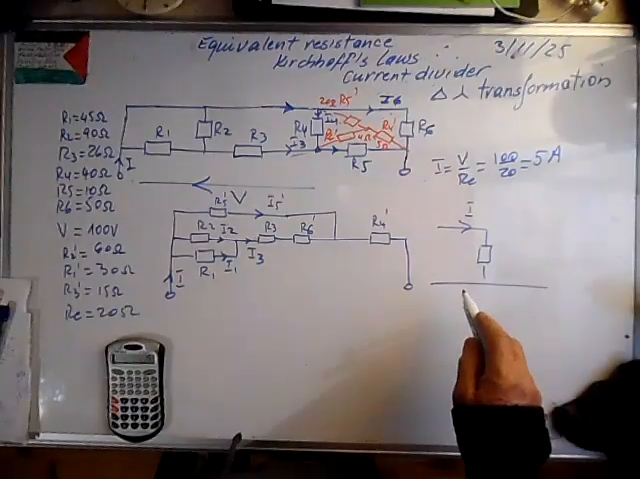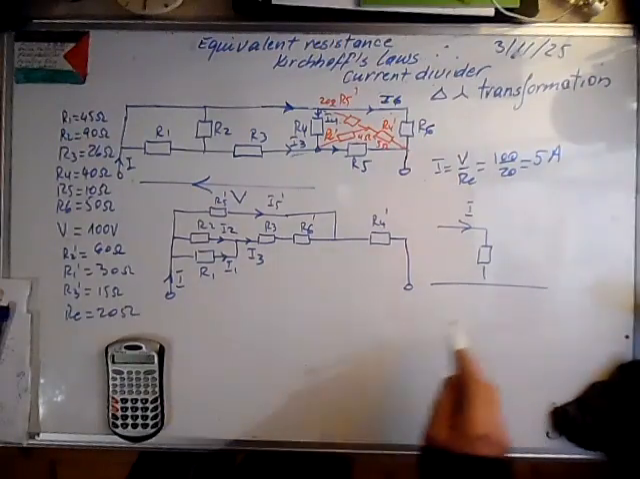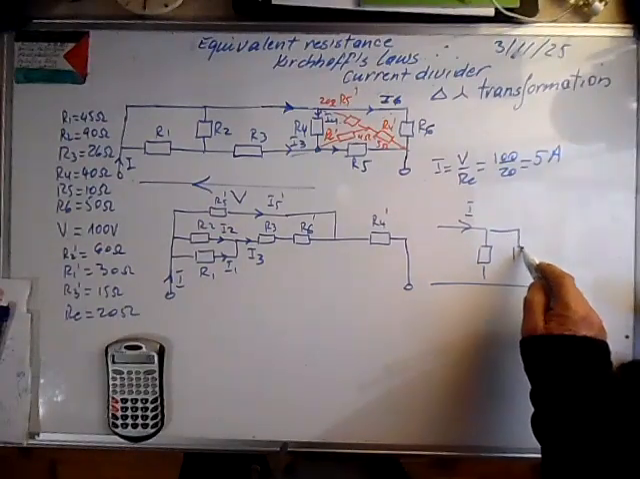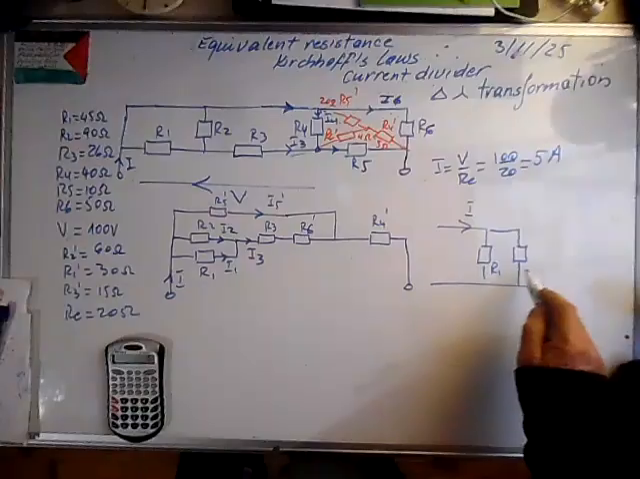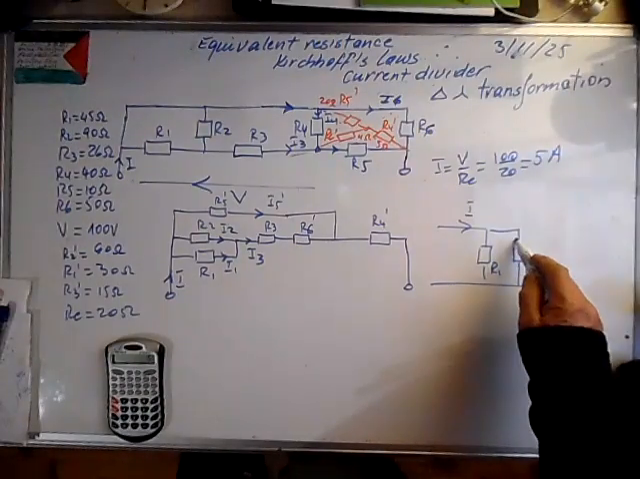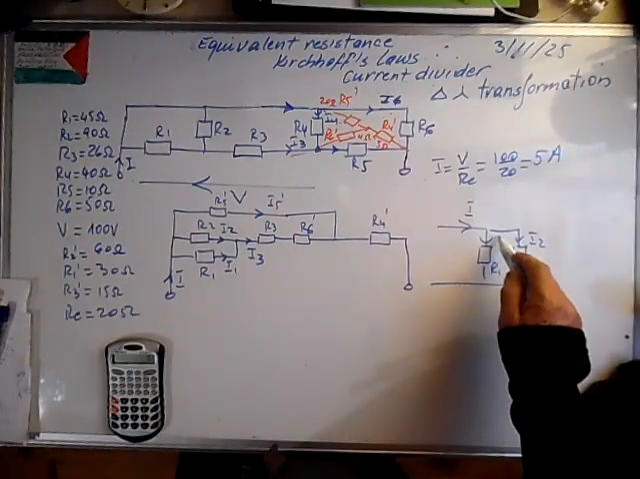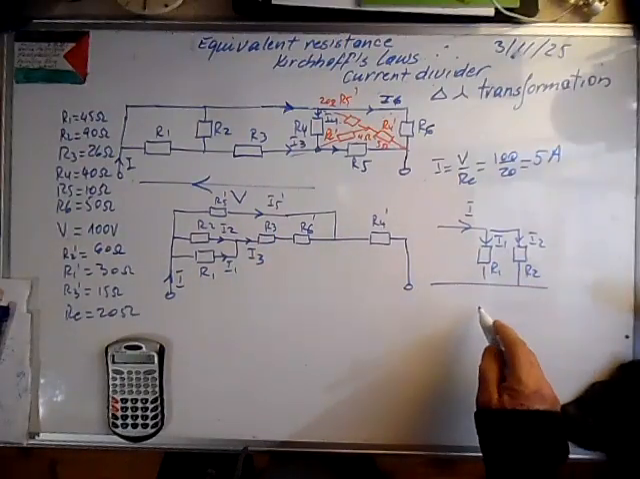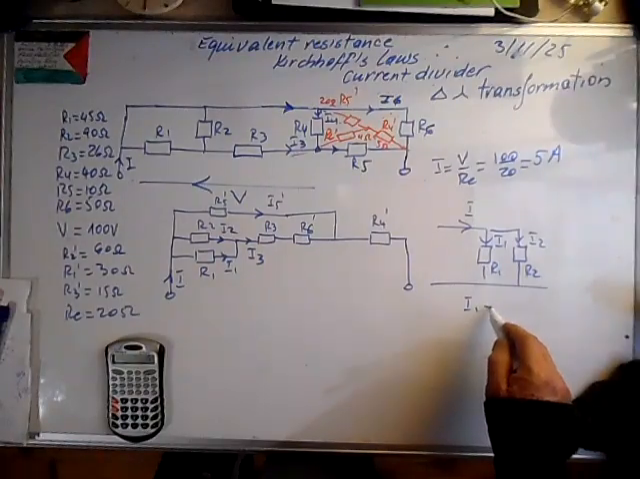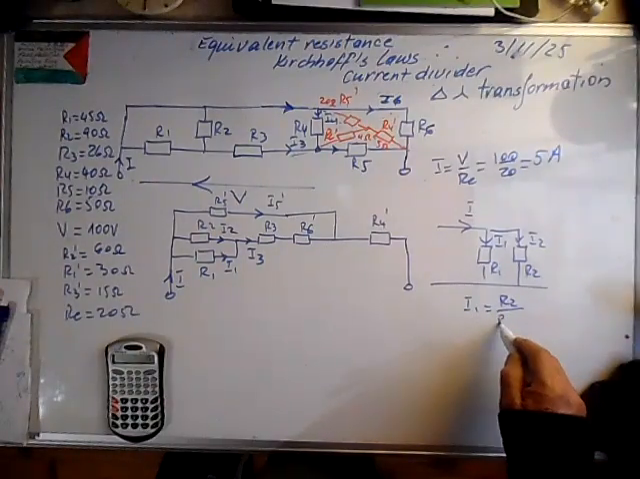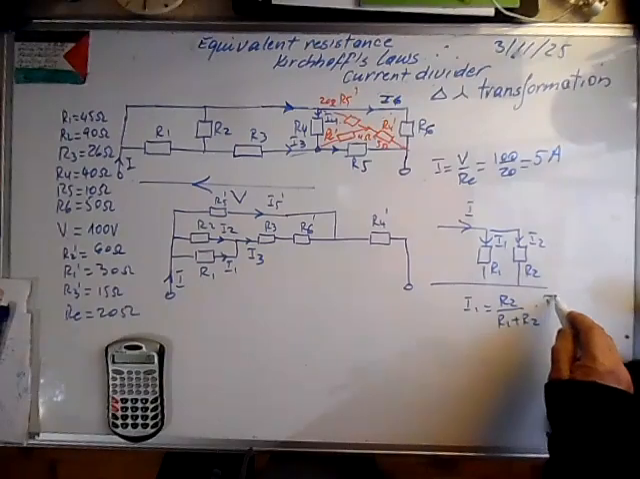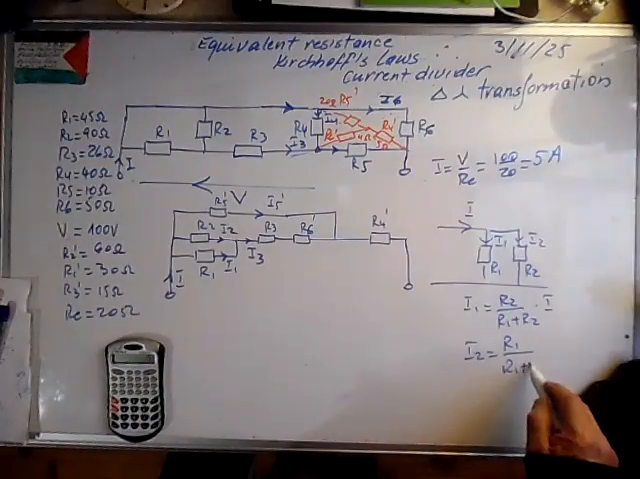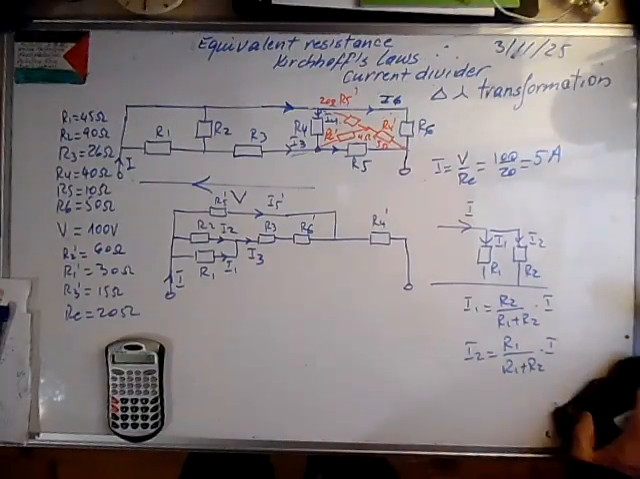Okay, let's now calculate with the current divider. When we have two resistors in parallel, we can calculate I2 and I1, like here I3 and I5 prime, using the current divider, which says that I1 we can calculate using this formula times the main current. Same thing with I2, which is R1 over R1 plus R2 times the main current.